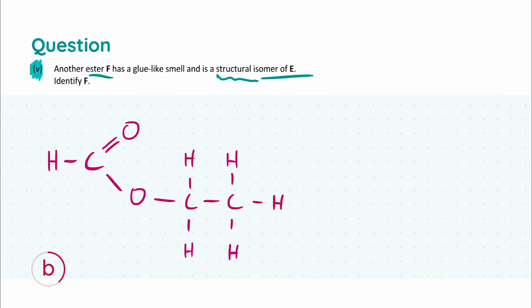So I've now just taken down the previous ester E that we were looking at. Just to label it out, this here is ester E, and this is the shape that we had determined it looks like. In this case, what we know is this is ethyl methanoate, and we're asked to give a structural isomer of this ester here.